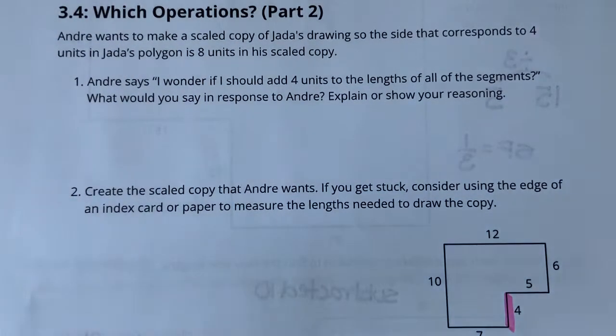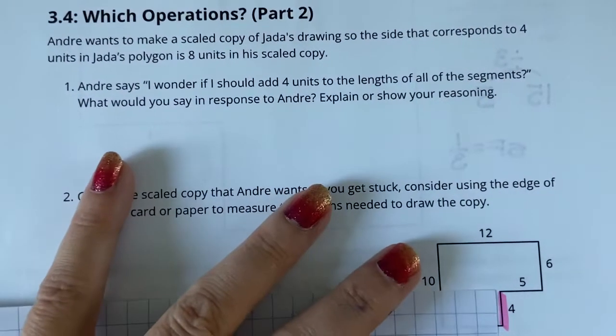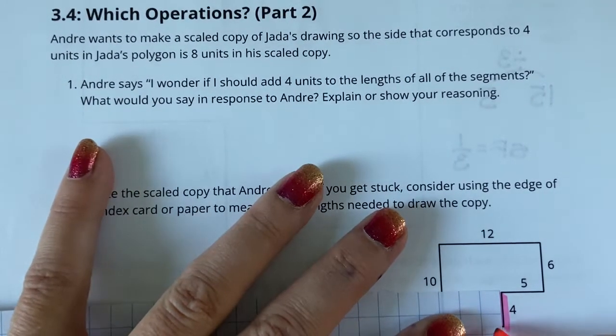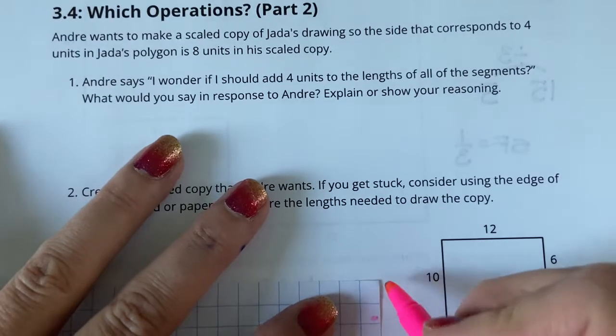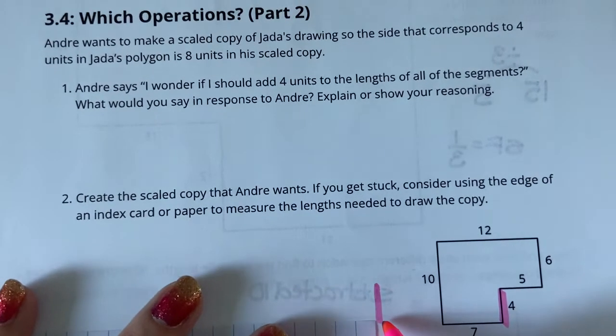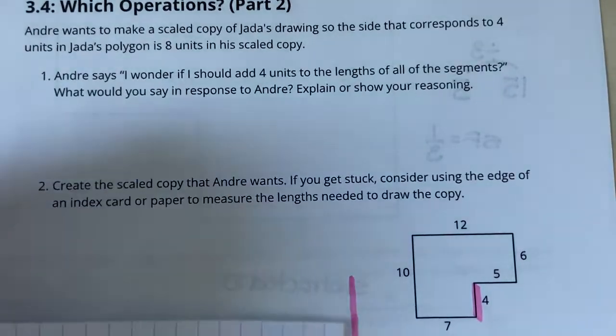So if I just take a piece of paper, okay, so here's 4. All right, I want 2 of those, right? So here's 4. If I want 2 of those, that's the same as Jada's, and I'm going to do 1 more because it's going to be twice as big. So that's the side that's going to be 8.